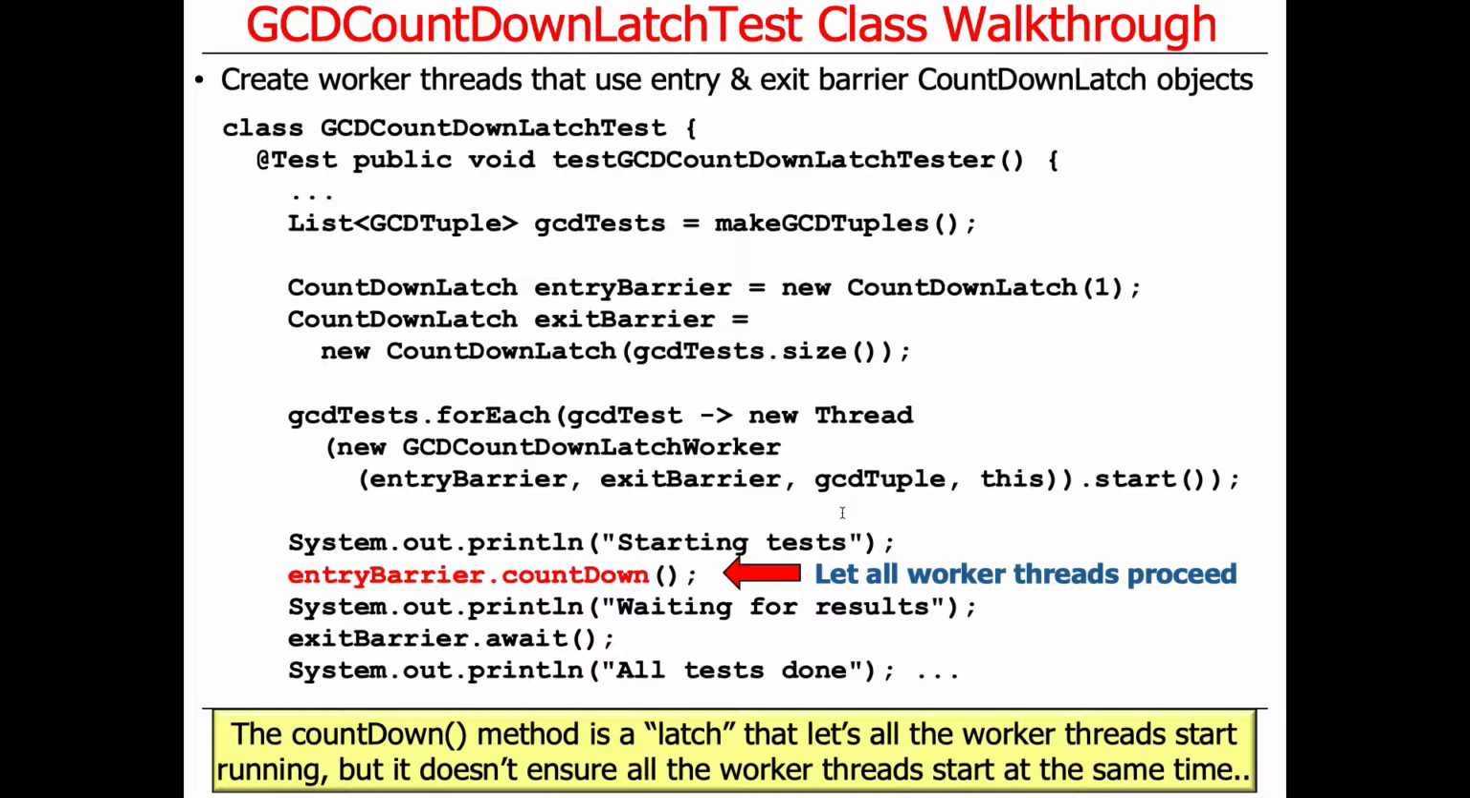So this is just saying, I've printed starting tests, but it's not actually preventing the other threads from running until they all show up. So in other words, the long and the short of it is that using the countdown latch as the entry barrier doesn't ensure that all the worker threads start at the same time or start their computations at the same time. It just means that once they begin to run, they can then proceed. Think about that. It's a subtle distinction, but we'll talk about that, especially when we get to the cyclic barrier discussion.